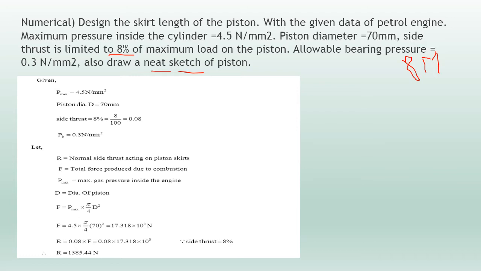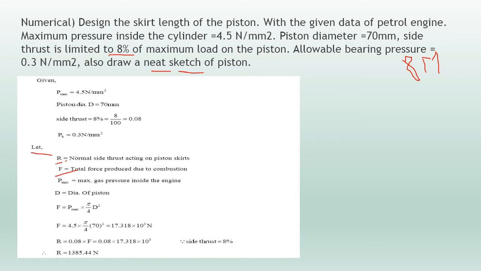So first let the normal side thrust acting on that piston skirt be capital R, and the total force produced due to the combustion be capital F. R and capital F are the normal side thrust and the total force. Then you know P max is the maximum pressure inside the engine, and D is the diameter of the piston.